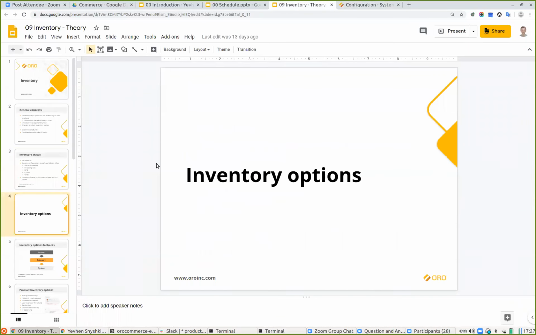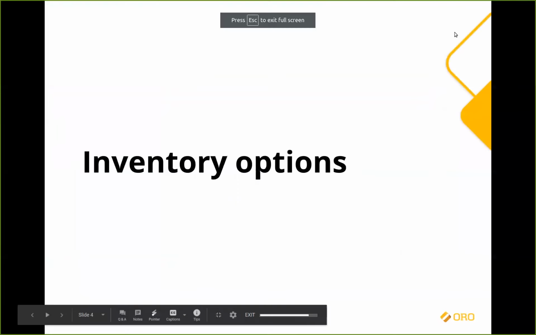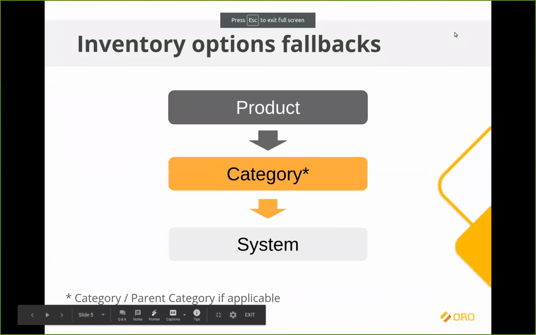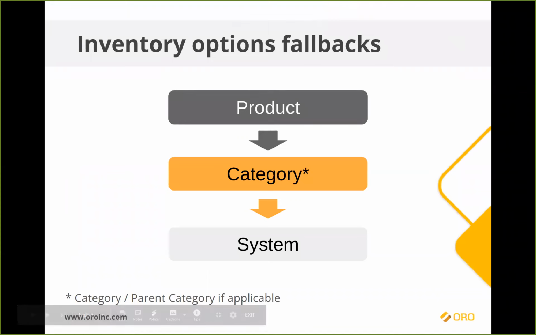Then we have a list of the inventory options. We have quite a lot of them, but again, they're using similar customization, similar fallback logic. We have a fallback from the product to the category and from the category to the system, similar to what we have seen for the product unit options. Technically, in the category, we also have a reference from the category to the parent category, up to the very top, and only then fall back to the system. We have seen this one already when we talked about the visibility.